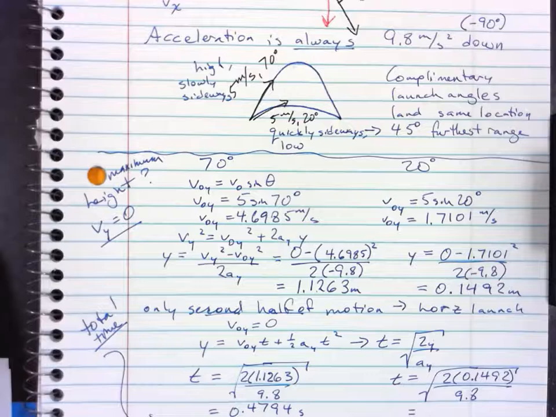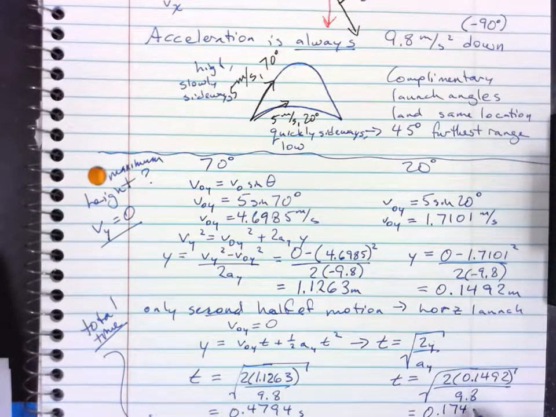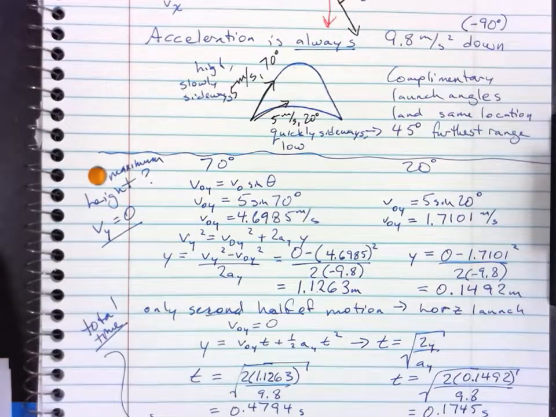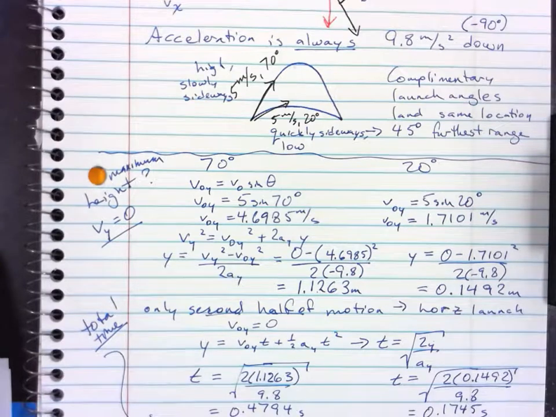So repeat for this problem. The square root of 2 times 0.1492 divided by 9.8 is 0.1745 seconds. Double it because we need the whole path. 0.3490 seconds. So higher, more time in the air.